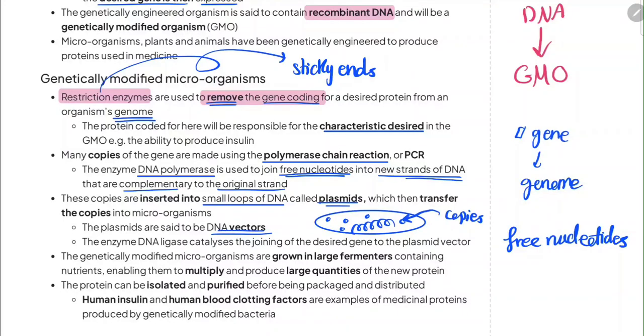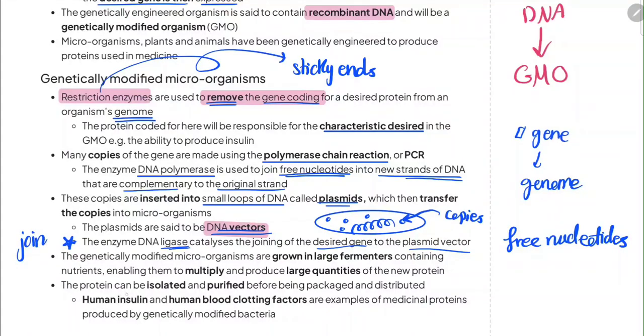A vector can be referred to as something that joins one thing to another, or the linking thread between two things. The enzyme DNA ligase catalyzes the joining of the desired gene into the plasmid vector. That's one good point: the enzyme DNA ligase makes them join together. It helps in joining them.